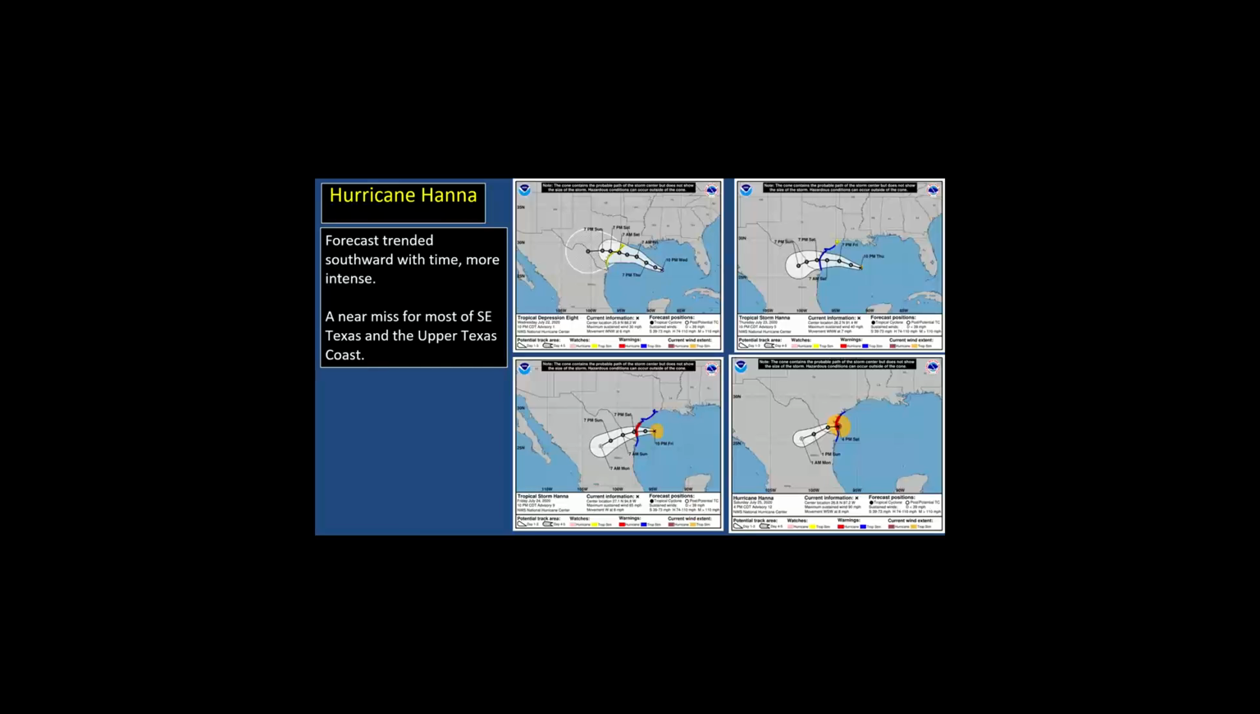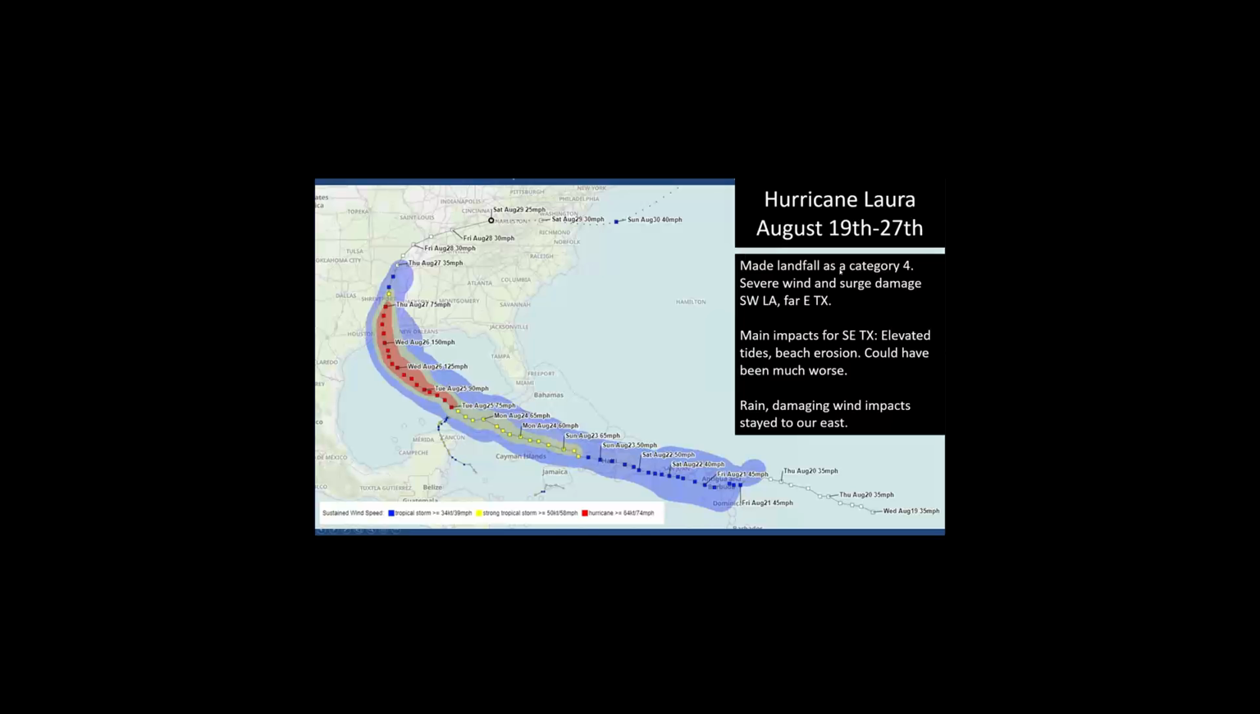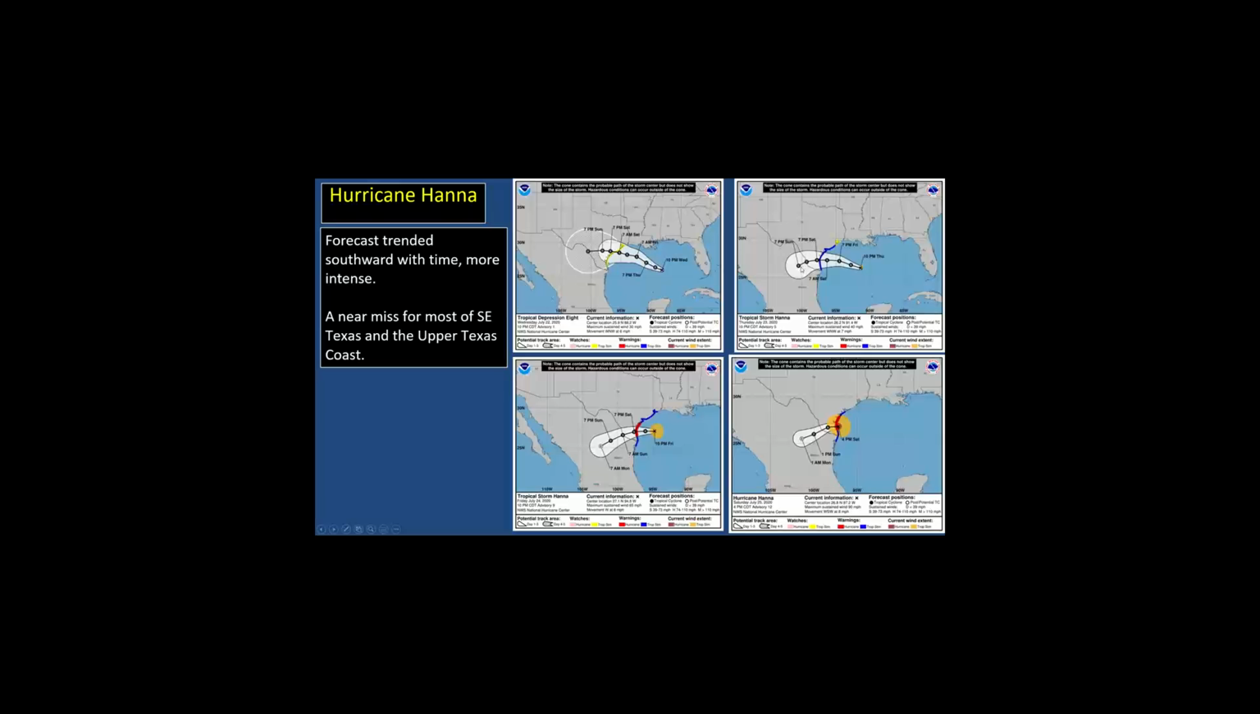Now, you might remember Hannah, this was back in July, initially was forecast to come much closer to us. You can see a sequence of forecast maps here. Upper left would be Wednesday, July 22nd. Upper right, Thursday, July 23rd. Lower left, Friday, July 24th. And then lower right, Saturday, July 25th.